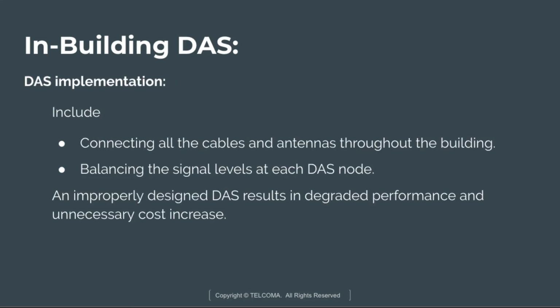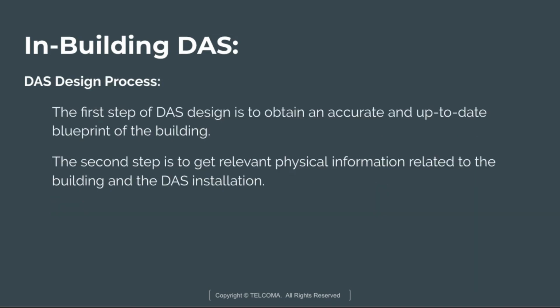DAS implementation includes connecting all the cables and antennas throughout the building and balancing the signal level at each distributed antenna system node. An improperly designed DAS results in degraded performance and unnecessary cost increase. The DAS design process has two steps. The first step of DAS design is to obtain an accurate and up-to-date blueprint of the building, and an architectural drawing is the best.